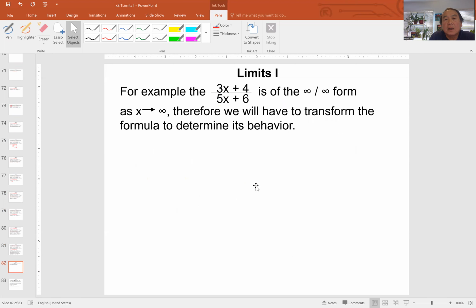Here's another problem. If I plug in infinity on top, I get infinity, and plugging in infinity on the bottom, I get infinity. So both are going to infinity. But we'll see that the limit of this is 3/5.